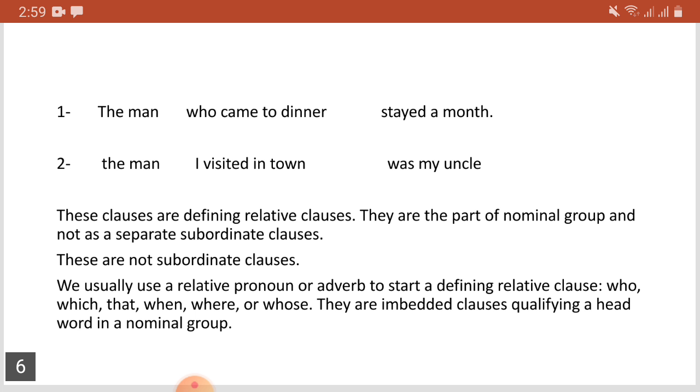As far as defining relative clauses are concerned, we usually use a relative pronoun or adverb to start them: who, which, that, when, where, or whose. They are embedded clauses qualifying a head word in a nominal group, and we have already discussed these things with reference to the nominal group, that is, the specification of the group.